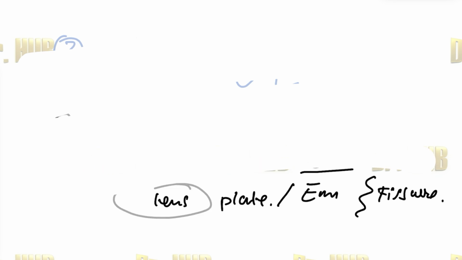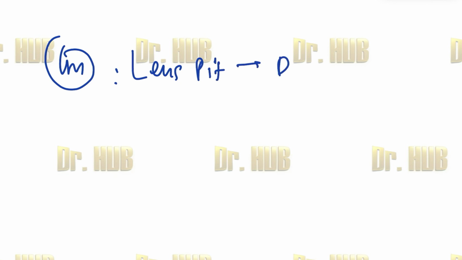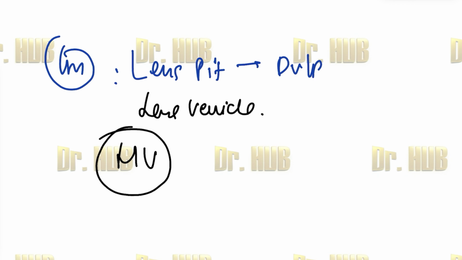Then we look at the first month. What are the changes under the first month? By the end of the 4th week, you have the lens plate and embryonic fissure. By 1 month, the lens pit develops. Next, there is also the formation of the lens vesicle. The lens vesicle is formed, and the hyaloid vessels (HV) develop.